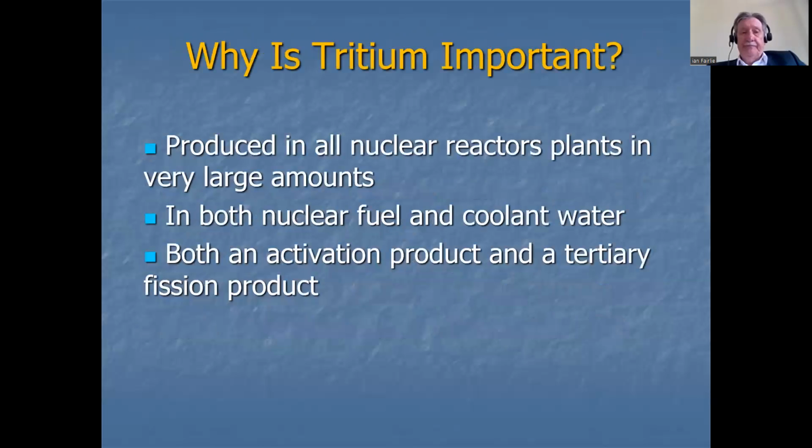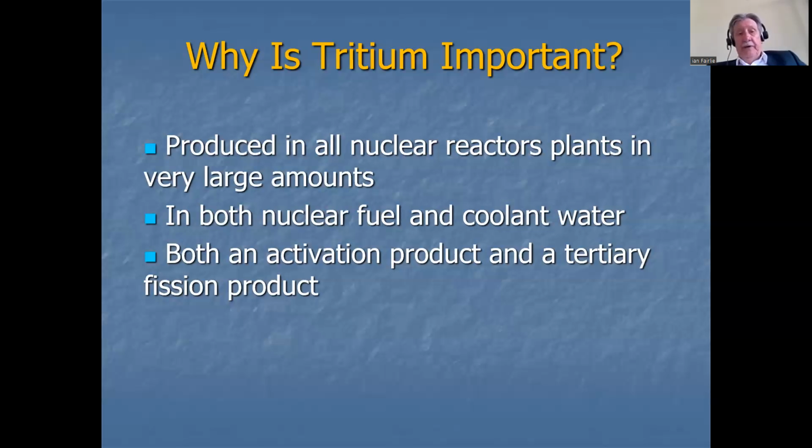Next slide. Why is tritium so important? Well, tritium is produced in all nuclear reactor plants in very large amounts. By how much? Well, for a light water reactor, say a PWR, we're talking about a trillion becquerels per year. That's a million million becquerels per year. And it's found in both nuclear fuel and coolant water.